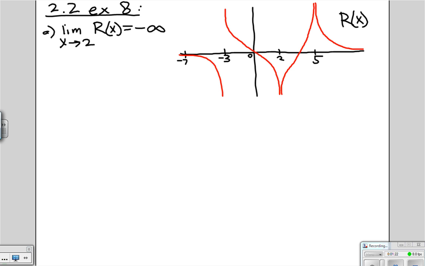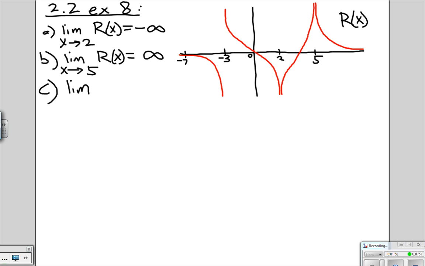Okay, the next part, part B, says, what's the limit as x goes to positive 5 of r of x? This one is the same situation, except now it's positive infinity we're looking at. As x approaches from the left, the function goes up towards positive infinity. And if you come backwards from the right, it also goes up to positive infinity. And since both sides agree, the answer is positive infinity.